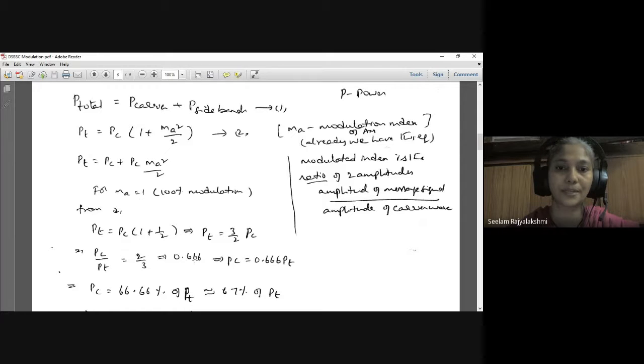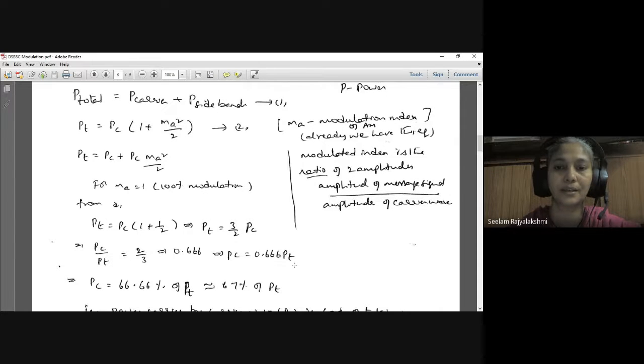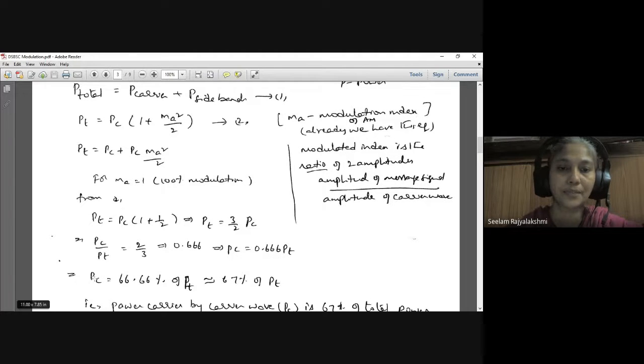If you convert into percentage, Pc by Pt equals 0.666, or Pc equals 0.666 into Pt, the power carried by the carrier wave in terms of the total power. Converting into percentage, that is 66% of the total power. So here Pc is the power carried by the carrier wave. How much is it consuming?